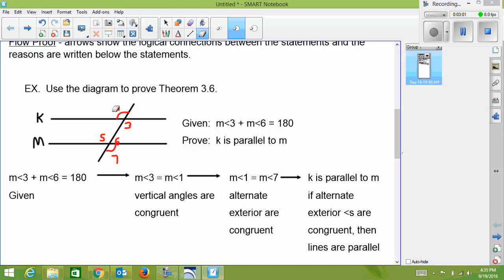You can show that 3 and 1 are congruent because they're vertical. So the reason is vertical angles are congruent. So now we prove that 3 and 1 are congruent. So now I can prove that the measure of angle 1 is congruent to the measure of angle 7. How do I know? Because the alternate exterior angles are congruent. And since we already know that 3 and 6 add up to 180, 6 and 7 have to add up to 180 also. So K is parallel to M. If alternate exterior angles are congruent, then the lines are parallel. That's my reason behind that.